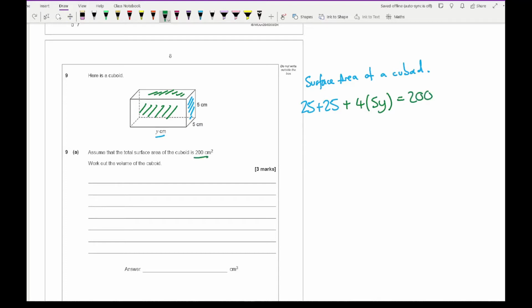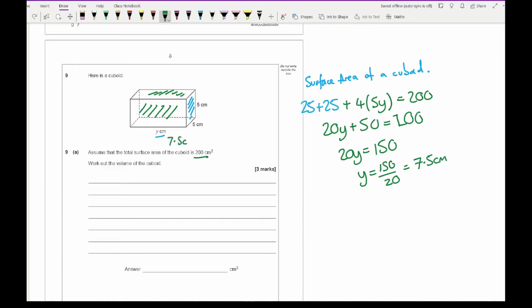So then trying to find out what y is, I get 20y plus 50 equals 200. And then from this, what we then got is 20y equals 150. So then y equals 150 over 20, which is going to give me 7.5 centimeters. So then this length y equals 7.5 centimeters.